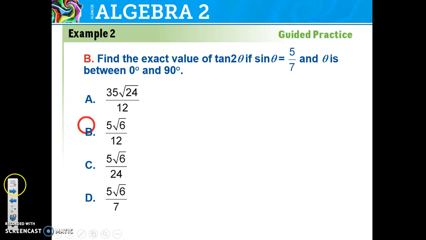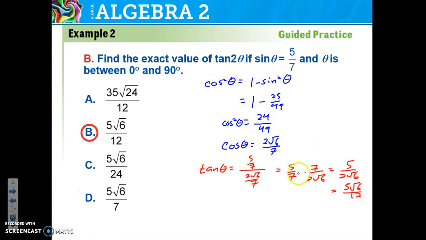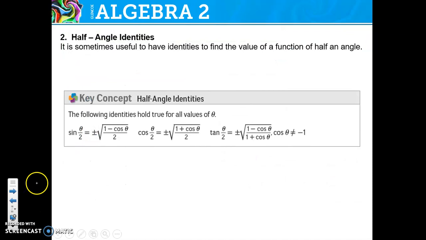All right, your answer here should be B, which is 5 square root of 6/12. And here's the work to get tangent. And then you would use the identity for tangent of 2 theta to get to here. Although it's looking to me like maybe they meant to say here just the tangent of theta. So let me know if when you try tangent of 2 theta you get something different than this, and we'll check it.